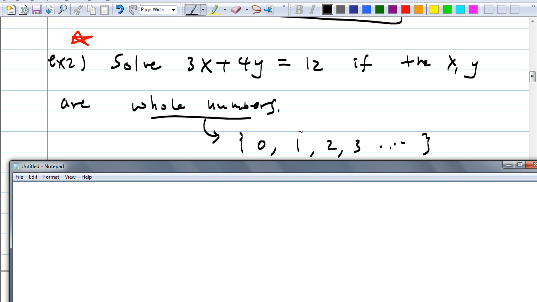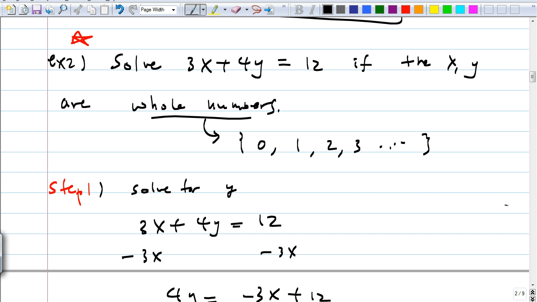Let's go through what we just talked about. What is our step 1? Look at your first example. What is our first step? Yes, Aaron? Subtract 3x, or add negative 3x. Why are we doing that? To get the y by itself. Very good. So step 1 is to solve for y. Everybody go ahead and try that.